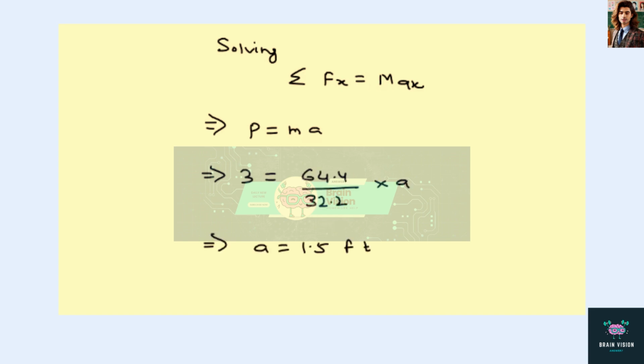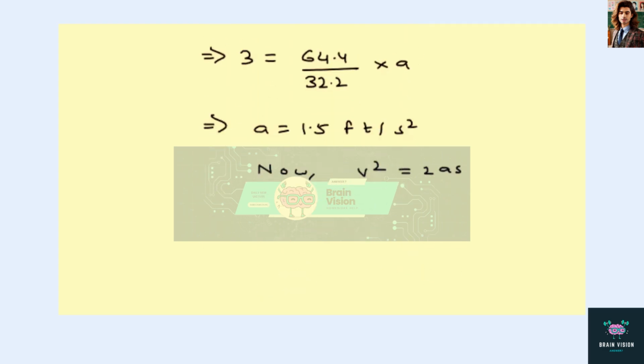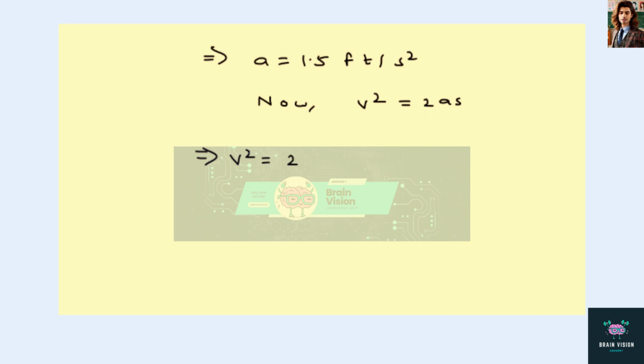So the value of a is coming as 1.5 feet per second squared. Now I will use this formula, so I will put all the values here. So v is coming as 3 feet per second.